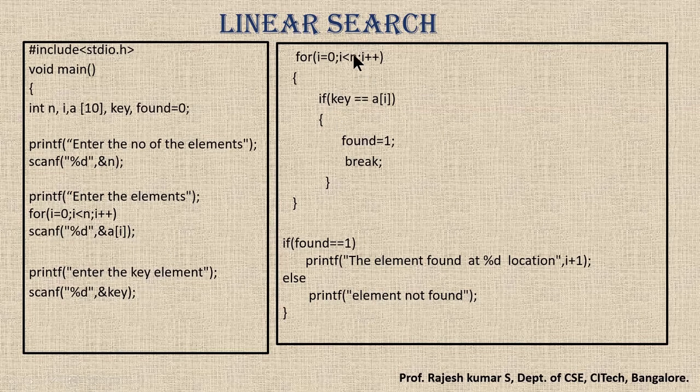Then searching happens, which we have seen in the previous slide. How does the searching happen? Key element, unless until this condition is true. When the condition is true, found is 1, break, come out of the for loop. If found is 1, the element is found and we print the i plus 1 location. If this condition is never true till the end of the array, the found value will remain 0, then it will print the element is not found. This is about linear search.